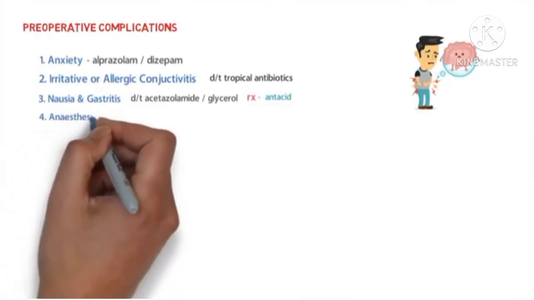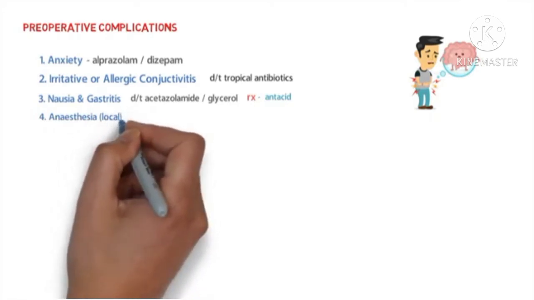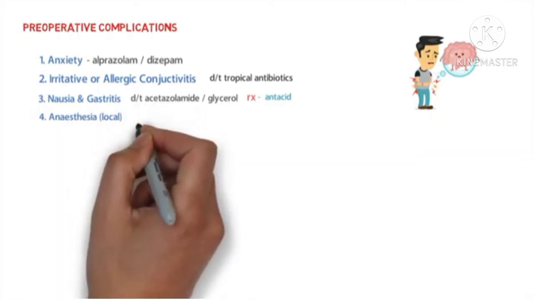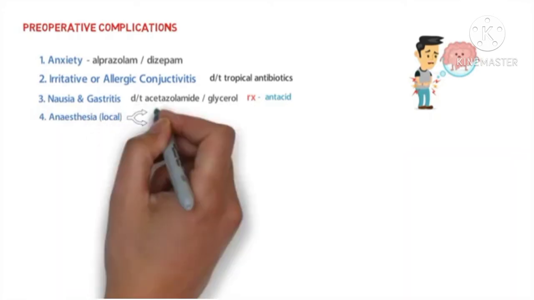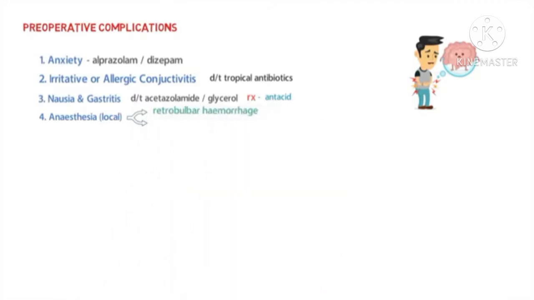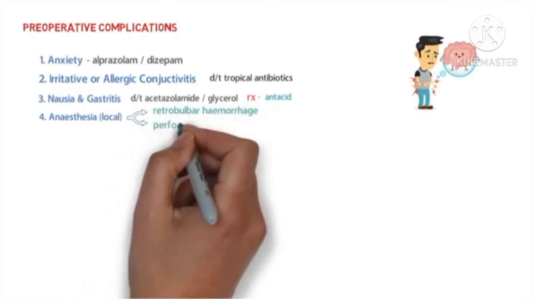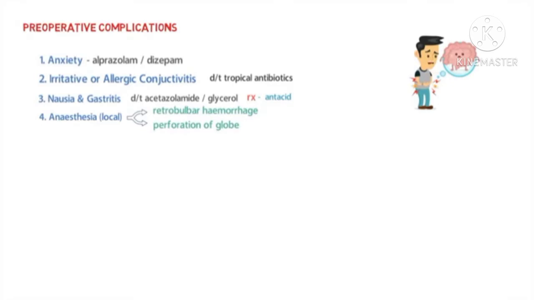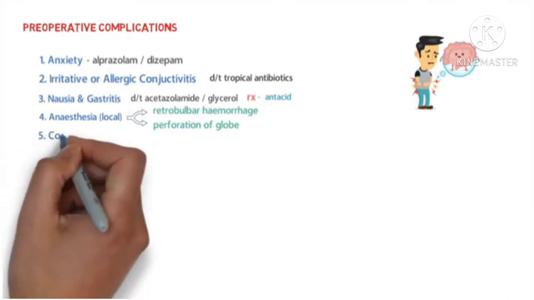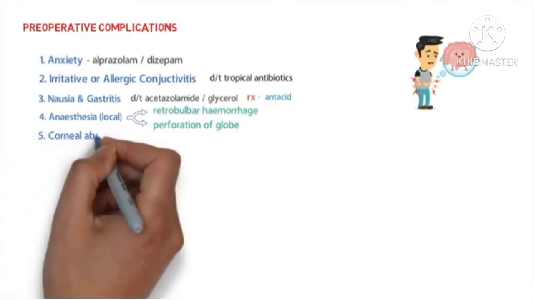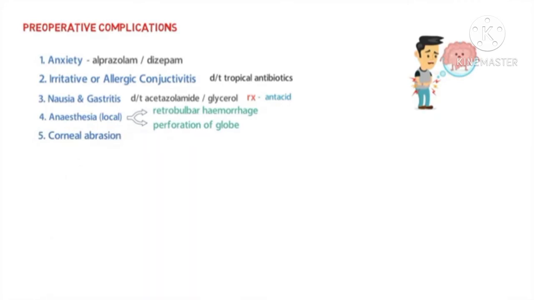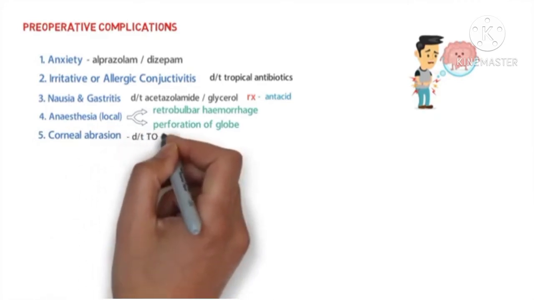Then there can be complications due to local anesthesia. So there may be complications like retrobulbar hemorrhage or perforation of the globe. And at last there can be corneal abrasion. Why is there a corneal abrasion? Due to use of tonometry.